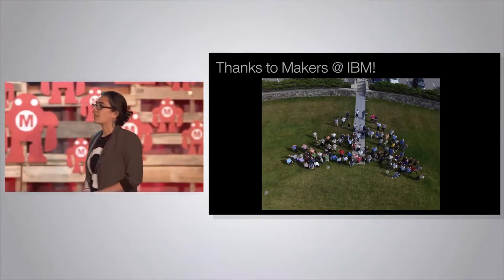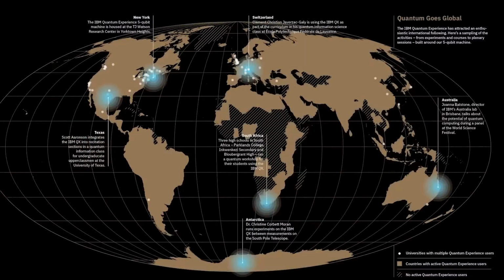Okay, and so what are people actually doing with it? We have over 45,000 users worldwide. This is a snapshot of some of them. The white dots represent some of the top universities with the most number of users in the quantum computer. A lot of universities are using it to teach. We have a teacher at EPFL who uses it as part of his quantum information curriculum. We have a teacher at UT Austin. We've got teachers all over the world using it.